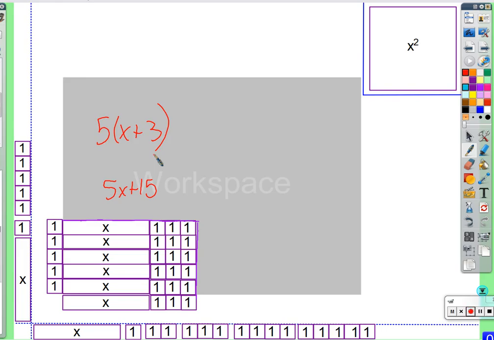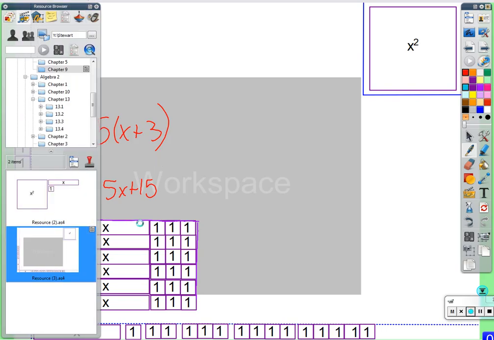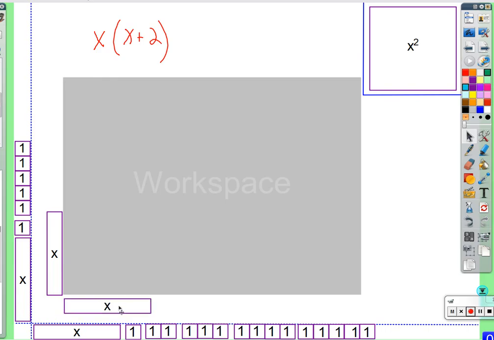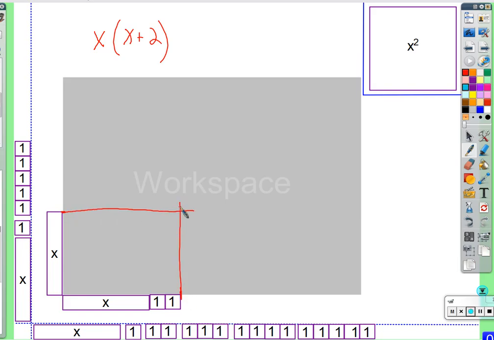So let's do another one. We'll make it a little bit different. Instead of 5 times x plus 3, I'll do x times x plus 2, so they don't have so much work to do. That means this side's going to be x, and this side's going to be x plus 2. And remember, we have to build the square so it's exactly perfectly filled in this tall and this wide. It's going to perfectly fill that in, and that will represent the product.